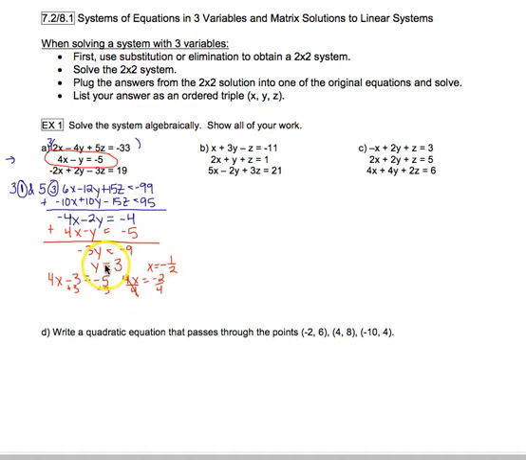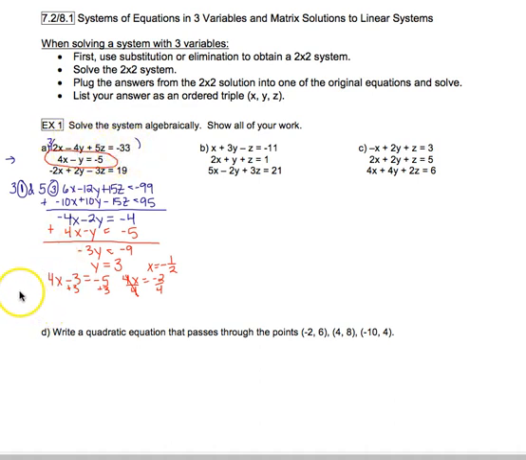So now I've got my x, I've got my y. If you're looking at your steps, I've finished the second bullet point. So now I go to the third. I'm going to plug all those answers into one of my originals. It needs to be one that actually has z in it, otherwise I'm not going to be able to solve. So I'm going to go ahead and plug into the top equation.